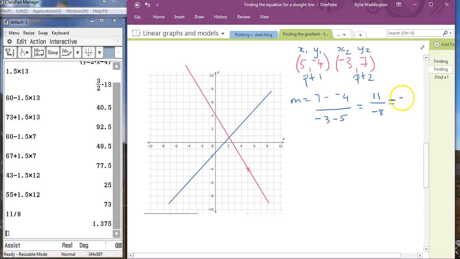That comes out as negative 1.375. Okay, we're then going to make a part equation, which is y equals a plus bx. We're going to substitute one of the values in. I'm going to substitute point 1. So y becomes negative 4. A we're trying to find. B is negative 1.375. I'm going to leave it like that for now and then round afterwards. Times 5.